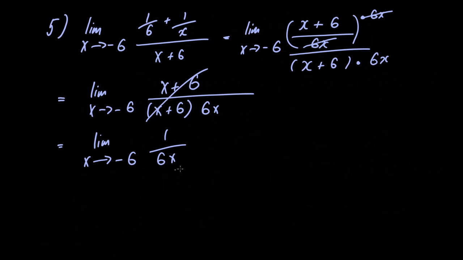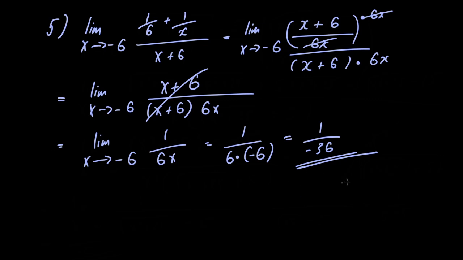Now, this function is defined when x is equal to minus 6, so let's just go ahead and let x equal minus 6. So we have 1 over 6 multiplied by minus 6, which is just 1 over minus 36. So the limit as x approaches negative 6 of 1 over 6 plus 1 over x, all divided by x plus 6, is equal to 1 over minus 36.